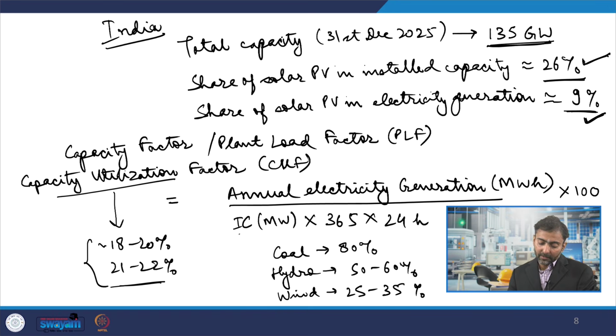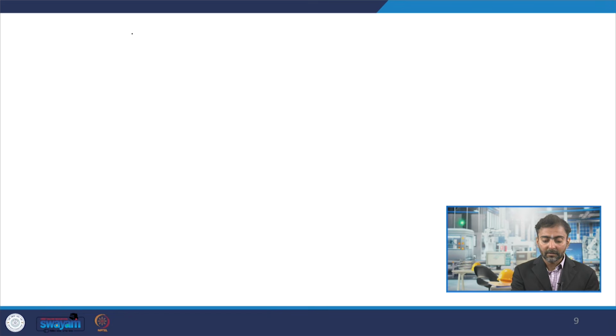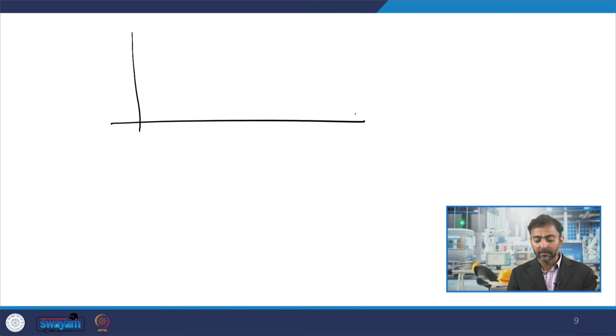So the denominator is the total installed capacity. If I were to run my power plant at its rated capacity for every hour across the year, for all the 365 days and each day 24 hours, then what total electricity would have come? That is the denominator. And the numerator is the annual actual electricity generation, how much actually has been produced. Now as we know, with solar PV there is an inherent disadvantage, because solar PV works only with solar radiation.